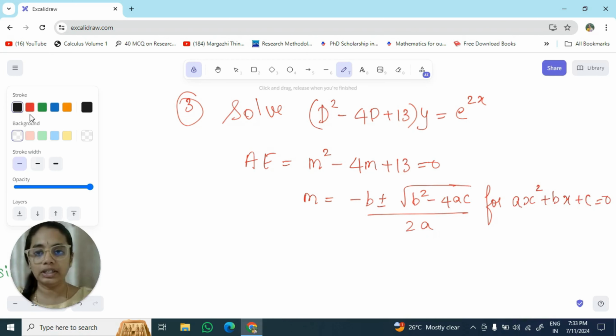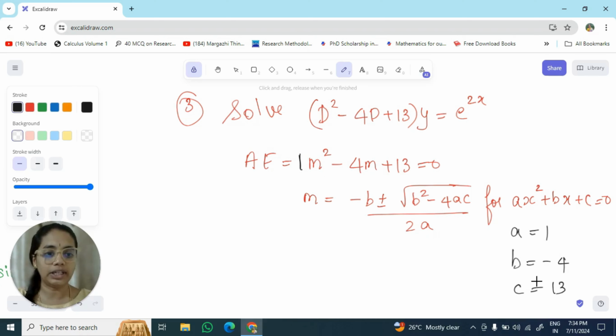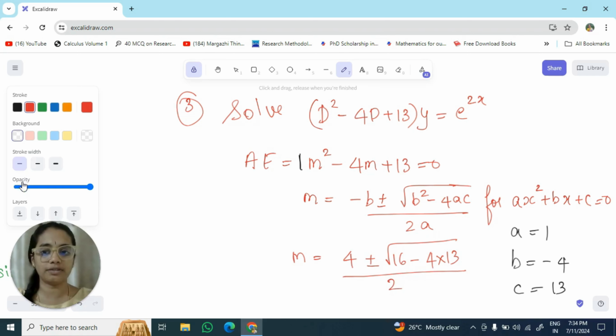This formula is used for all quadratic equations of the form ax square plus bx plus c is equal to 0. Clearly, on comparing, we can say that the value of a is 1, right? The value of b is negative 4. Value of c would be 13. Agree. Now let us substitute these values over here. m is equal to positive 4 plus or minus square root of 16, right? 4 square is 16 minus 4 into 1 into 13, divided by 2 into 1, which is nothing but 2 itself.